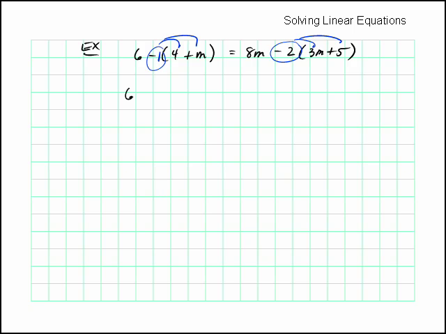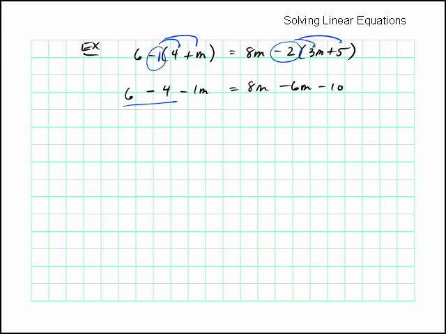6, this will now be negative 4, minus 1m. On the right side, we have 8m. Negative 2 times 3m is a negative 6m. And then minus negative 2 times 5 is a negative 10. Okay, so I've distributed everything. Now I'm going to combine my like terms.